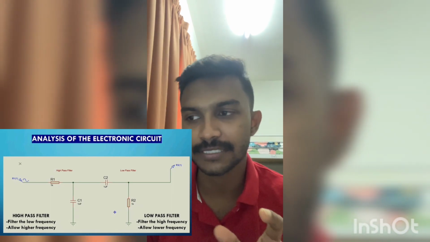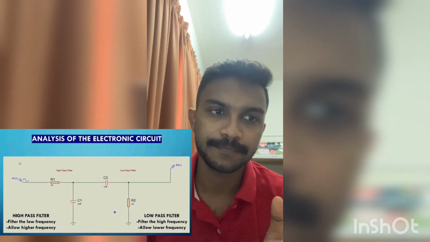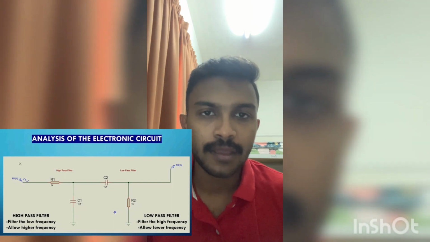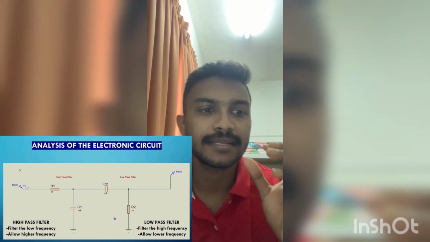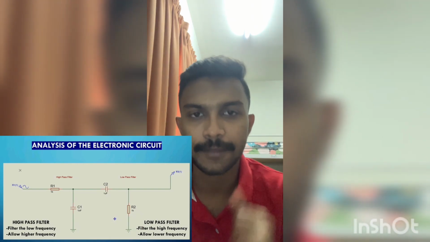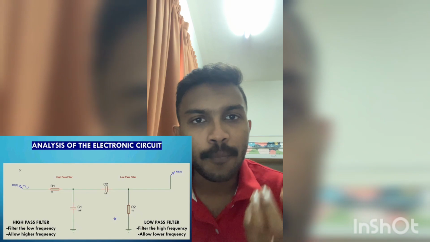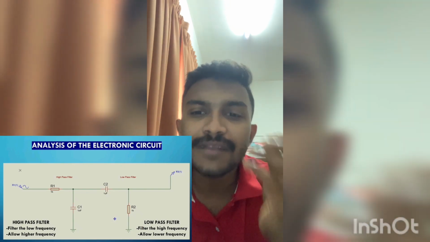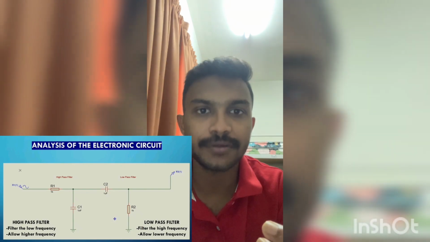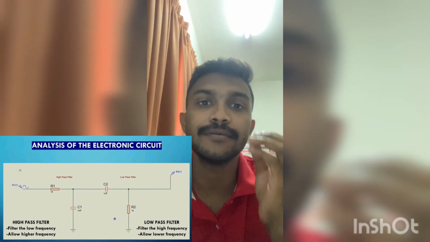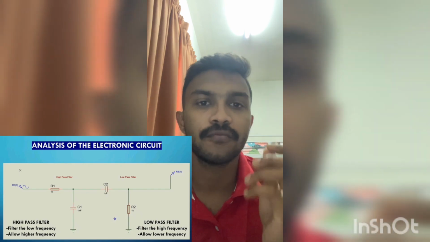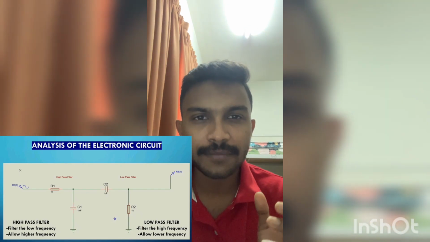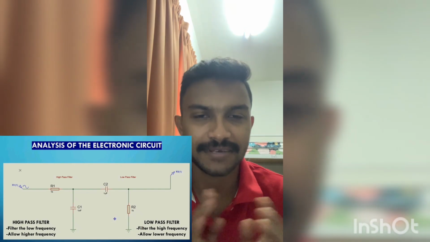For the high pass filter, it will filter out the low frequency from the input signal, and it will allow frequencies higher than the set high cutoff frequency. The low pass filter is the same, but vice versa: it will filter out the high frequency from the input signal and allow frequencies lower than the set low cutoff frequency. Both of them are the same, just opposite.